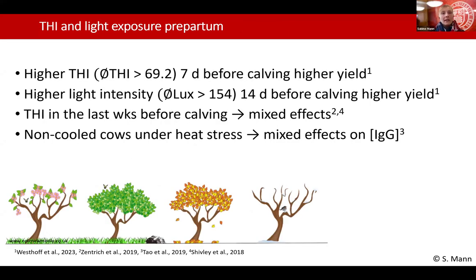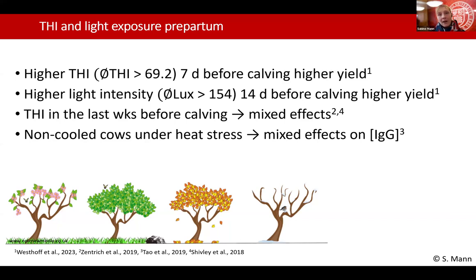So why is this happening? We have been chasing a little bit the temperature humidity index and the light exposure. What we have found in our study, and what has also been shown in another study, is that when cows get exposed to more heat within reasoning, so not in terms of heat stress, they seem to be responding with higher colostrum yields. When they've been exposed to higher light intensities also, they have been shown to produce more colostrum. So within the last 2 weeks before calving, if there was a higher light intensity, more lux, which is an indicator of light, we saw higher colostrum yields.